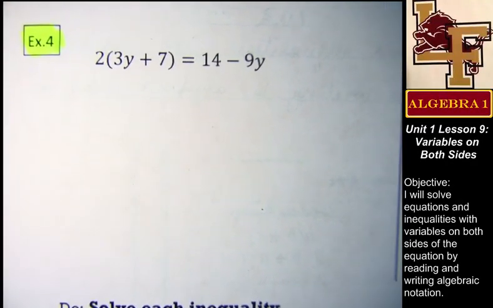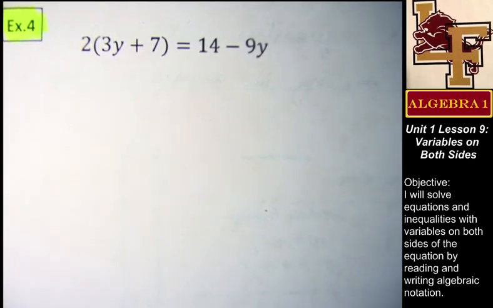We're looking at example 4 from our notes, lesson 9, variables on both sides. So looking at this thing, my goodness, it's intimidating. I've got parentheses, I've got variables on either side. Easiest thing to do, let's get rid of those parentheses.